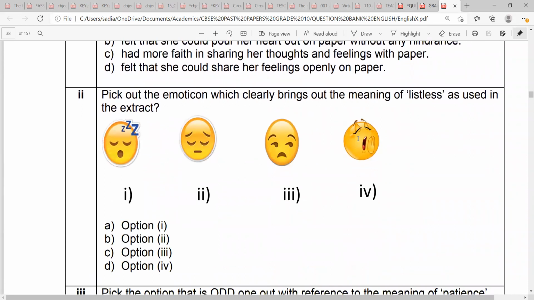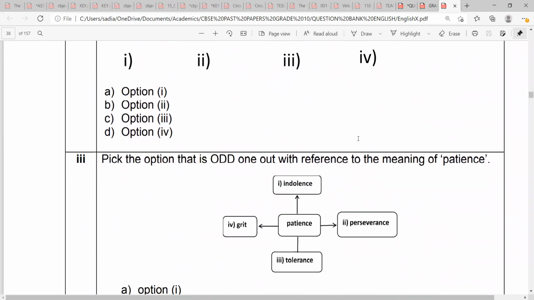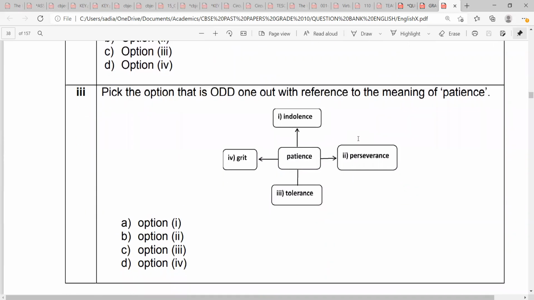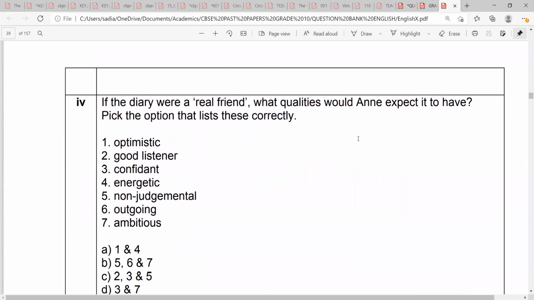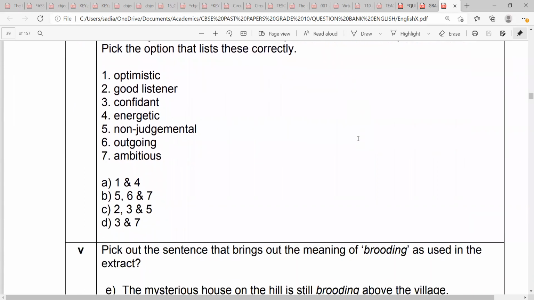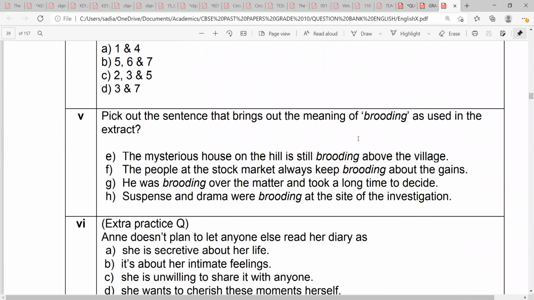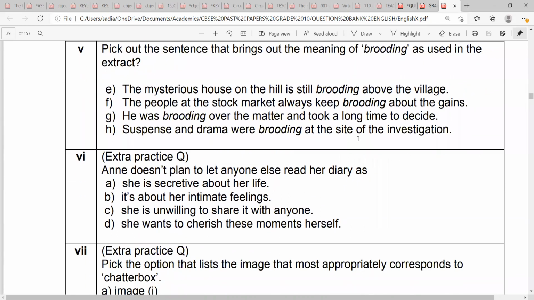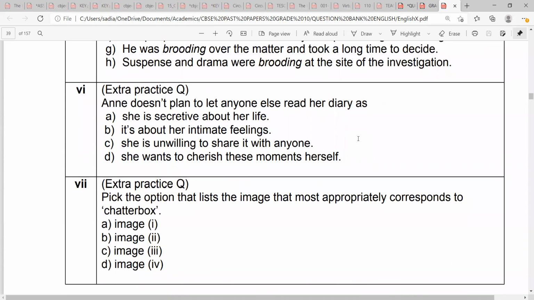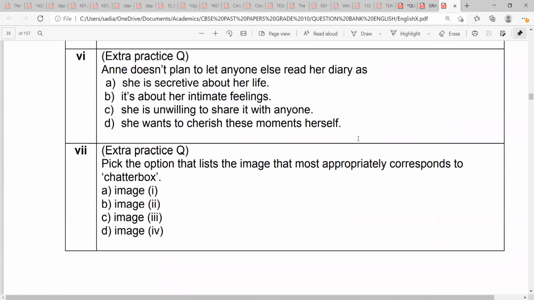Look at the visuals, the layout, mind map. Okay, the next question, pause the video, pick the sentence. If you don't know the meaning of brooding, check it. Extra questions, extra practice.